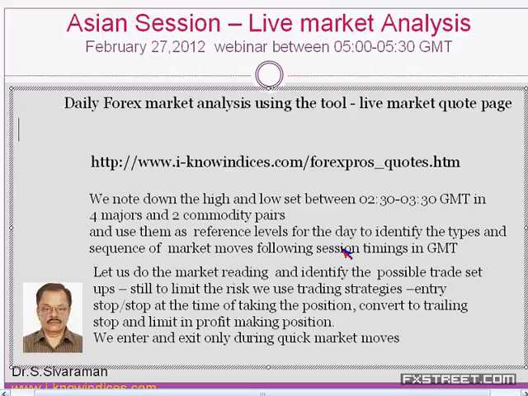So in the market, we try to understand what period we are in, and on an intraday trade, we note down the initial low and the high around 3:30 GMT, the 4 majors and 2 commodity pairs, and use them as the reference levels throughout the day, identify the type and the sequence of moves they could do. And on Friday, you would have noticed that they continued to gain the levels slowly during the European and US session as the intentional move.